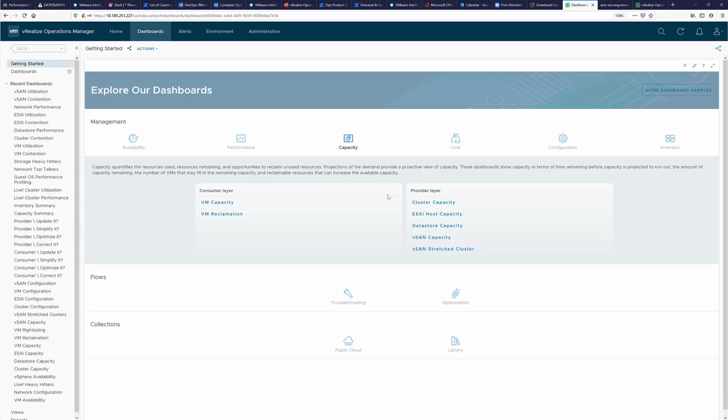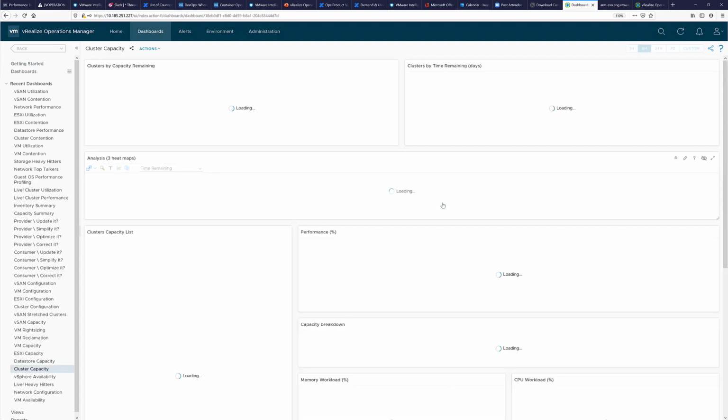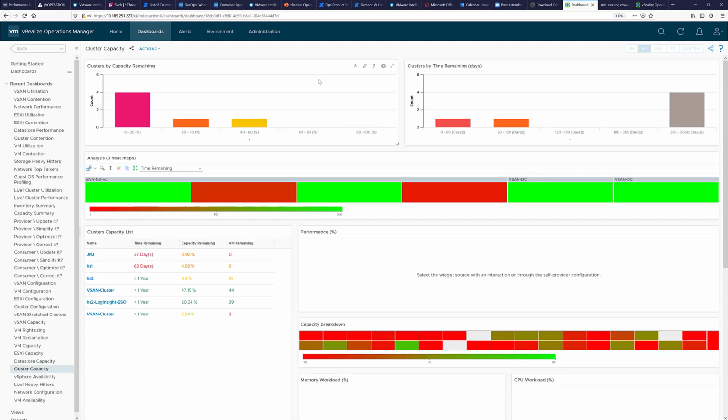And this time around, again, you notice consumer layers and provider layers. Let me take this time around a cluster capacity, something from the providers. And again, quickly, vRealize Operations presents you with a summary. In this case, I can see all my clusters categorized by capacity remaining. So I can see that there are a few clusters here that are running low on capacity, right? This is red, and I don't have anything that is running high on capacity remaining.